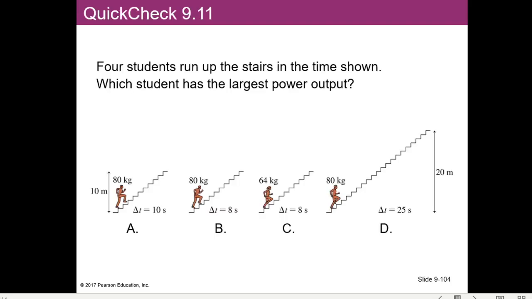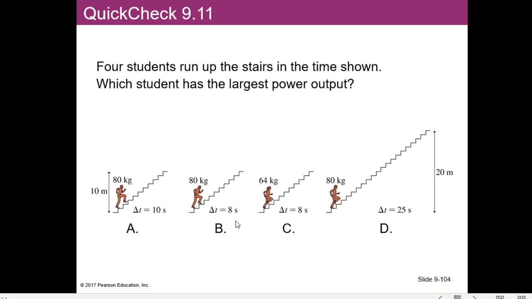All right, let's just do this one quick check here. We've got 4 students running up the stairs in the time shown. We wonder which student has the largest power output. Okay, so let's just compare them pairwise. All right, so let's look at A versus B. In A and B, we both have an 80 kilogram person going up 10 meters, but A takes 10 seconds to do it, and B does it in a shorter time. So B is clearly the higher power, right? B is bigger than A.